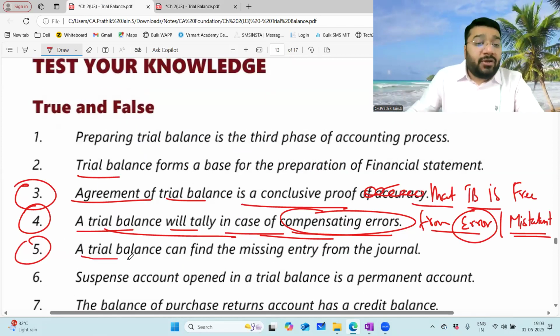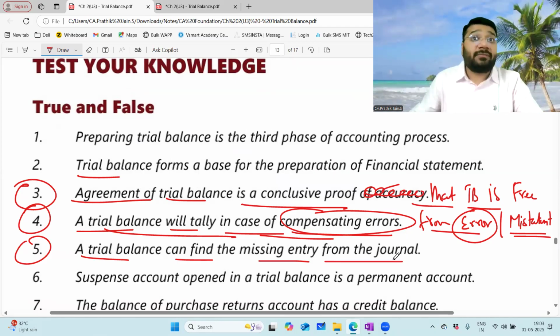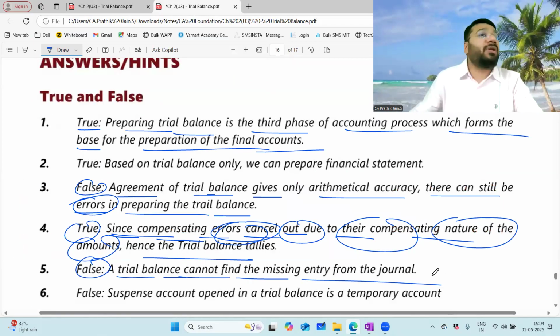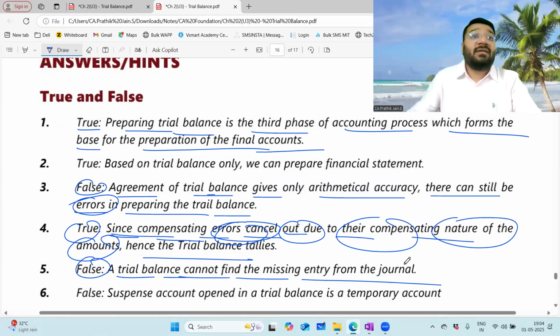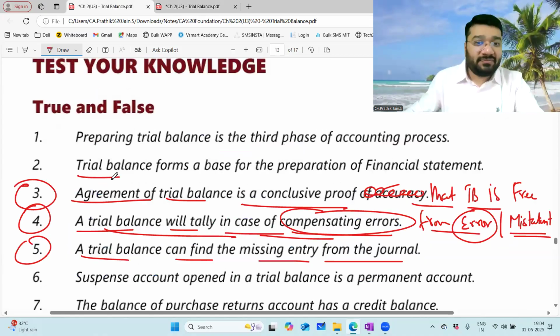Fifth one, a trial balance can find the missing entry from the journal. Can you find a missing entry from the journal? True or false? Missing entry from the journal. False. A trial balance cannot find any missing entry from the journal. I cannot find out if any entry is missed. In ledger, if you have done one-sided posting, then trial balance will not tally. That I'll get to know. But at journal level, not possible.